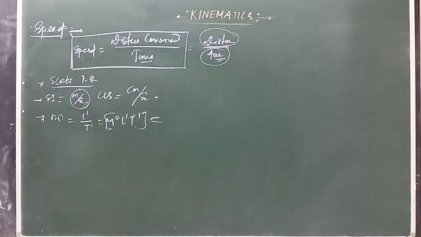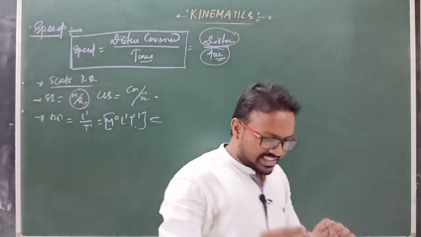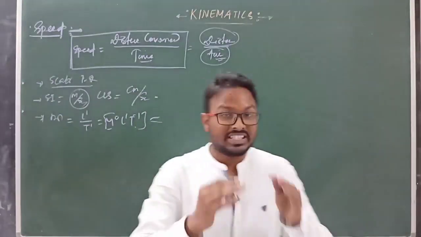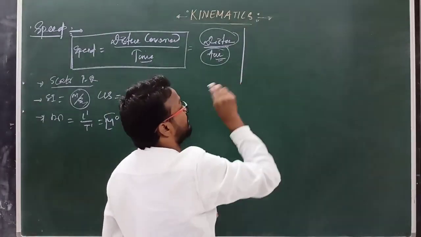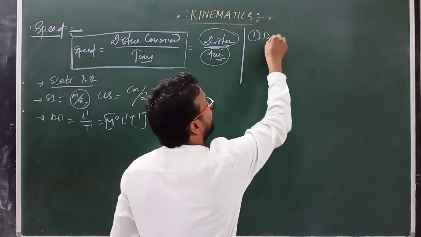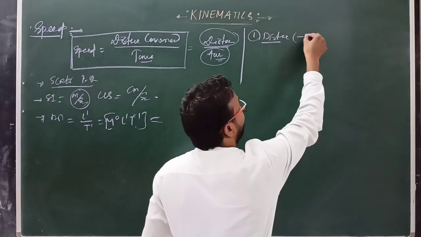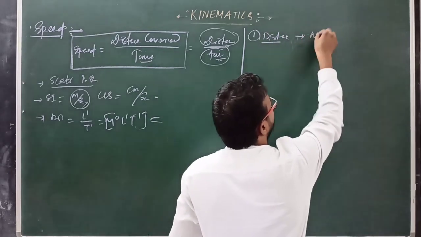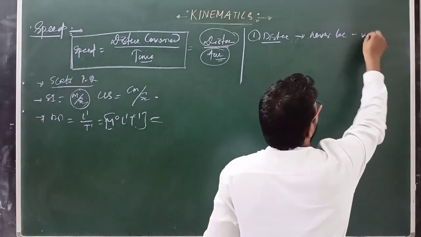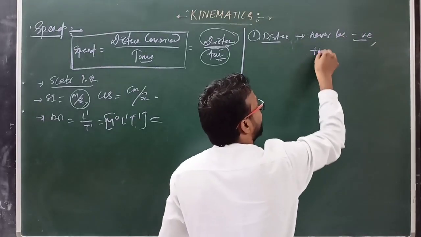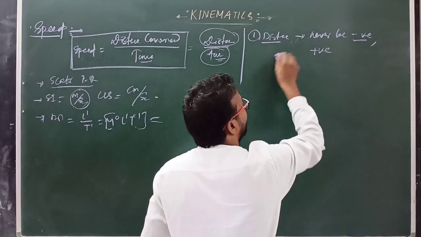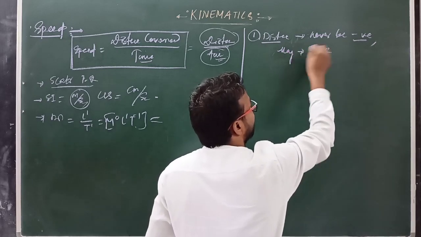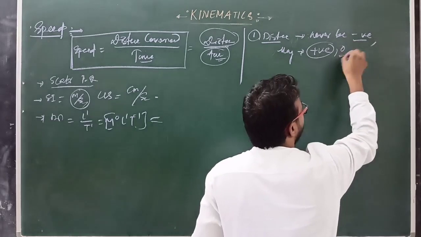Clear? Okay. So if you want to find the average distance, then here the question arises, distance and displacement. So distance never be negative. You have to remember one thing. Distance never be negative. Never be negative means distance may be positive or you can write 0.